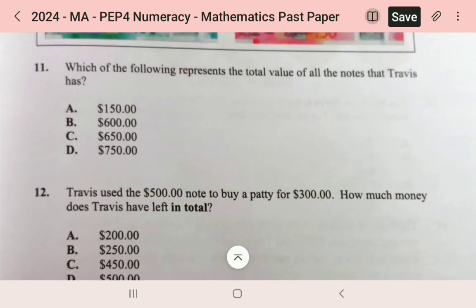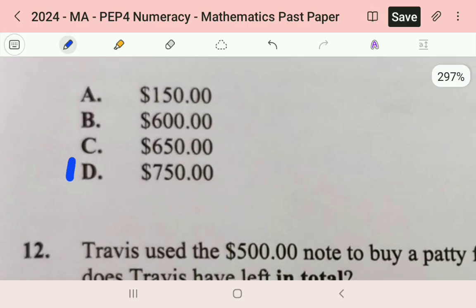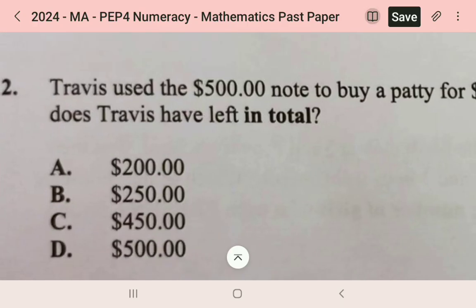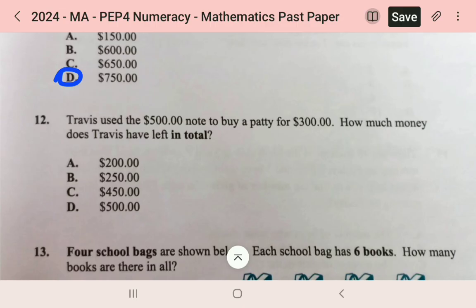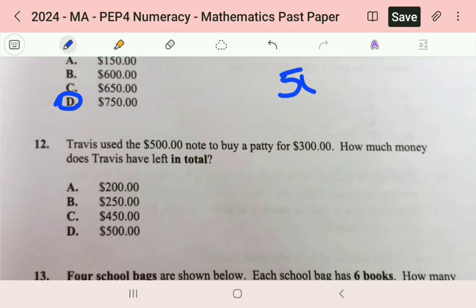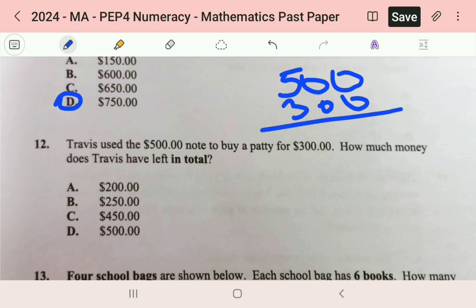Which of the following represents the total value of all the notes that Travis has? We did work that out. It's $750. Sometimes it pays to do that first. Travis used the $500 note to buy a patty for $300. So if he has 500 and buys a patty for 3, you should be able to do that in your head quickly, but just working it out for those who need it. 0, 0, and you're taking away 3 from 5, he's got 200 left. Let's see what they want.